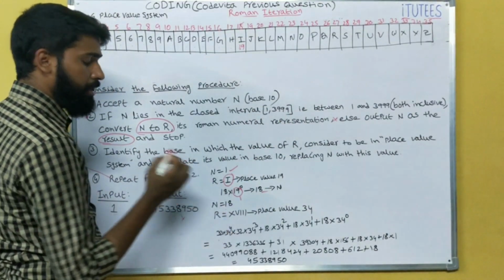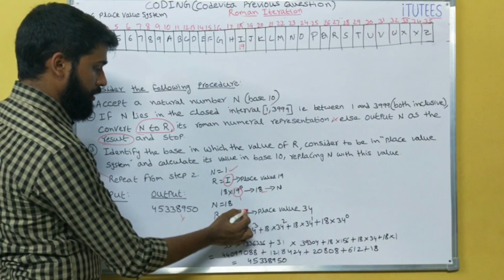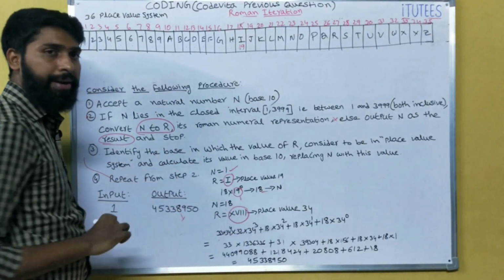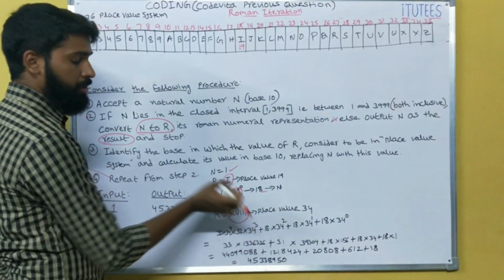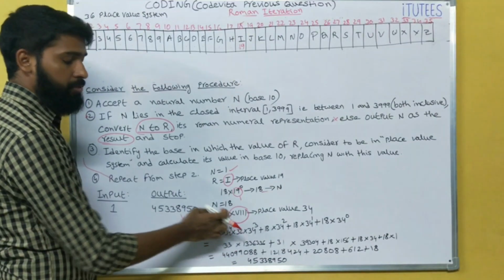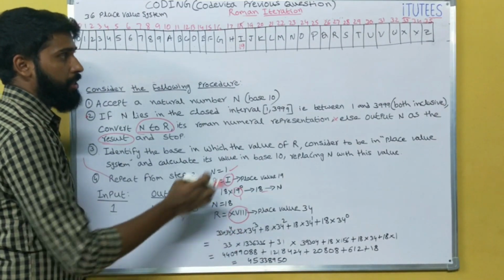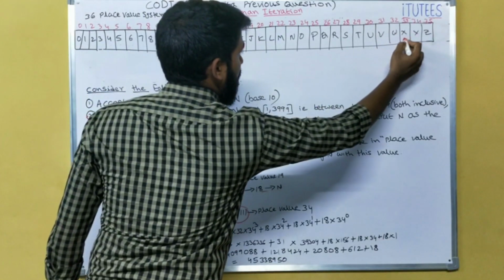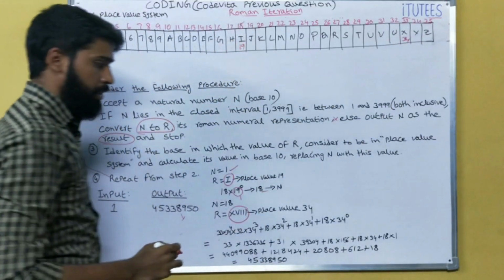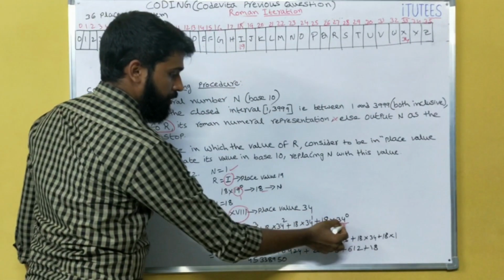So now convert this n into a Roman number. This is the Roman number equivalent to 18. Now what is the place value of this Roman number? What is the highest place value? The X. What is the X place value? It is 34. Now the place value is 34.